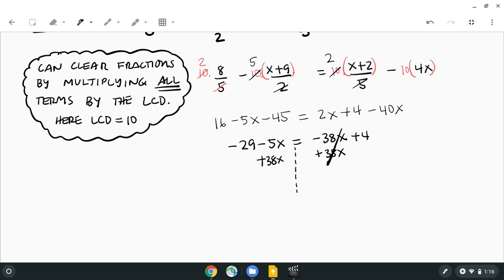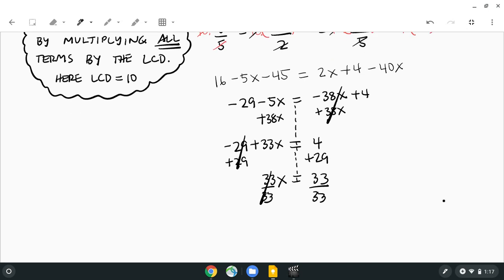And that will cancel these guys. Okay, so I get -29, and that is going to be plus 33x equals 4. Okay, and then I need to get the 33x by itself, so I'm going to add 29 on both sides. I get 33x equals 33, and divide both sides by 33 to cancel here. And we see that x equals 1.